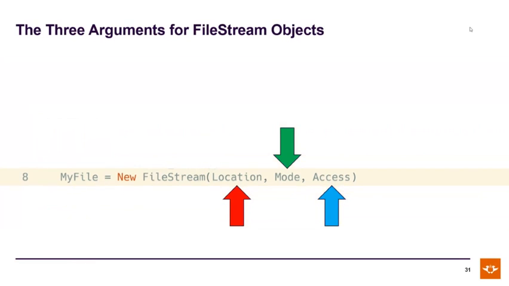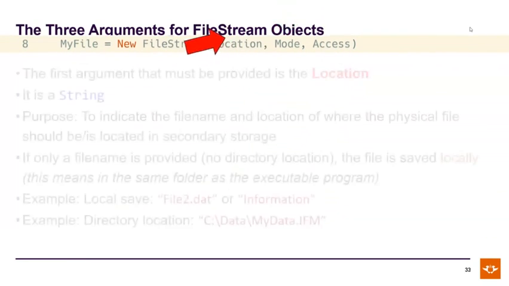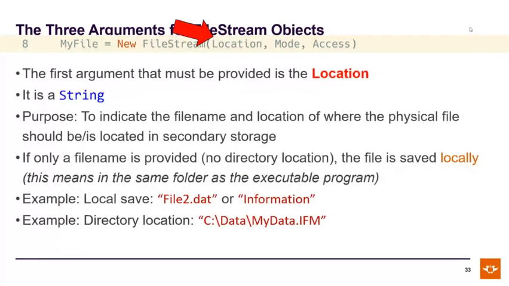So this is what we're going to be focusing on right now, by first looking at what the location itself is. So the first argument that must be provided is the location. It is a string option.